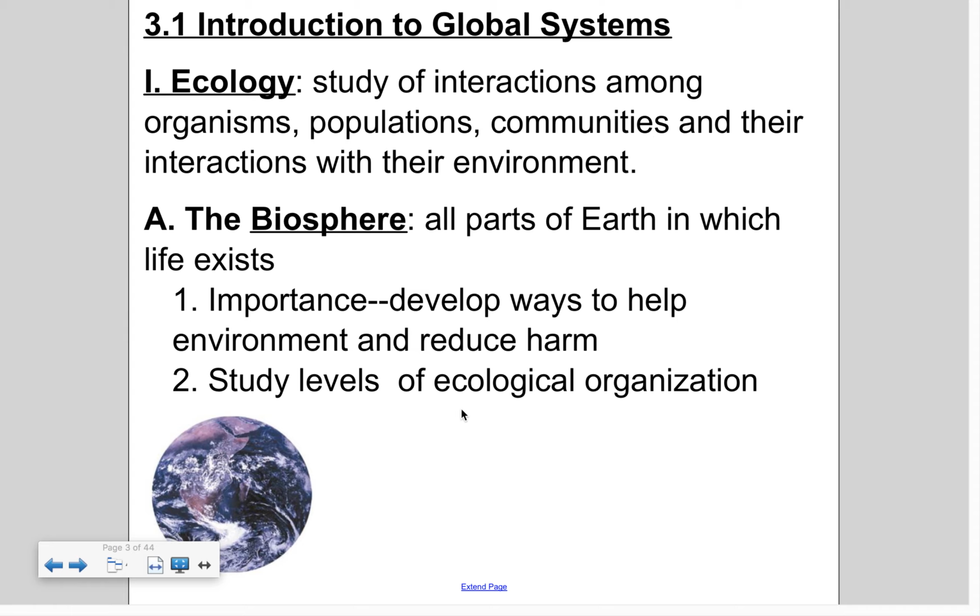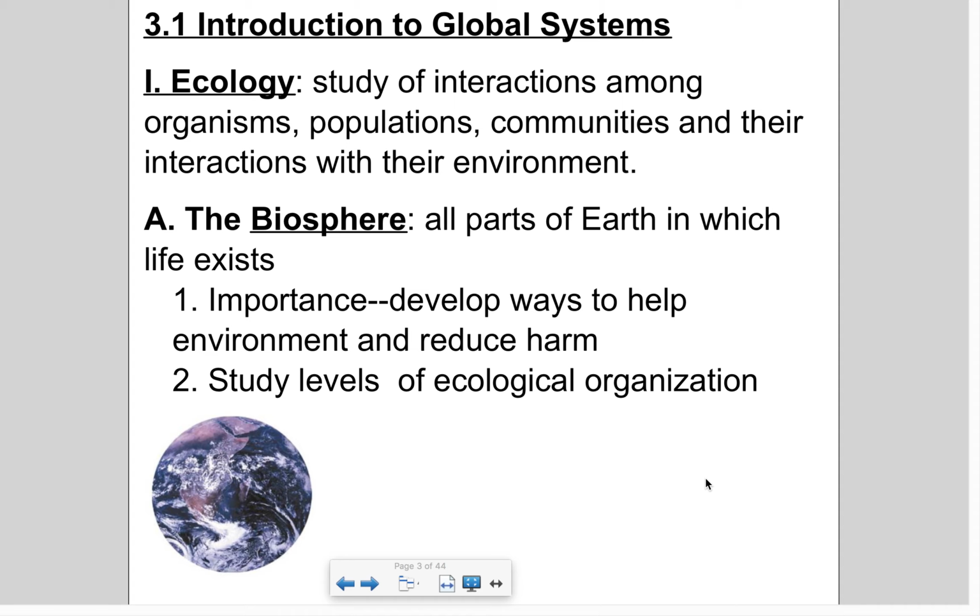Now, the biosphere, and the word bio means life, all the parts of Earth in which life exists. So here's Earth down here. If you find an area on Earth that has life, that's considered part of the biosphere. Okay. Now, why do we study ecology? Well, first off, it's really helpful to figure out ways to reduce our impact on the environment, to help reduce harm, to possibly make the environment better.